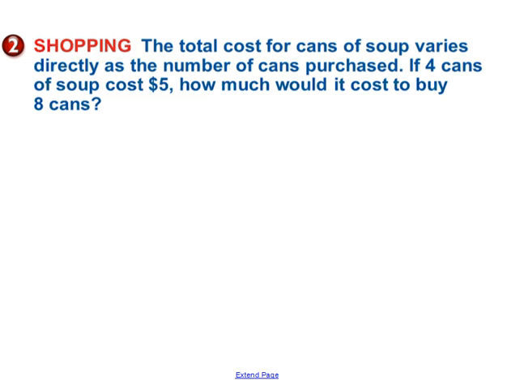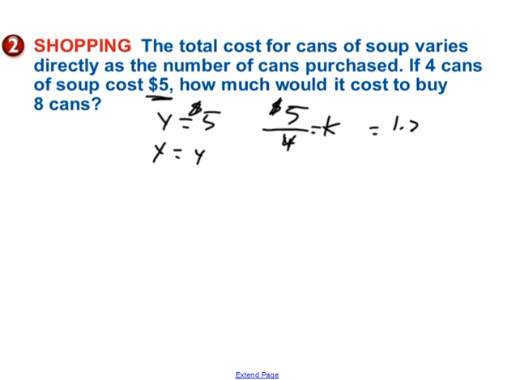The total cost for cans of soup varies directly as the number of cans purchased. If 4 cans of soup cost $5, how much would it cost to buy 8 cans? Well, the y value here is going to be $5. The x value would be the 4 cans of soup. So our constant here would be $5 over 4 cans, or our k would be equal to 5 divided by 4, or $1.25 per can.